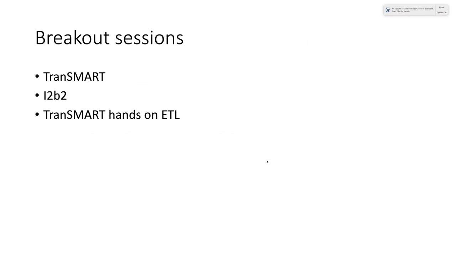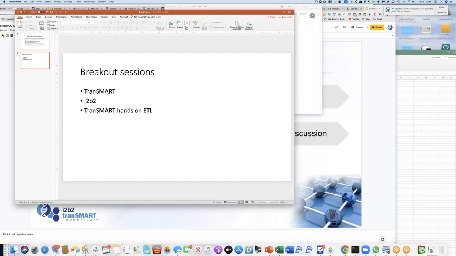On the second day, we had a couple of breakout sessions, which was pretty good. We had one on tranSMART, one on i2b2, and then Hive Gate was doing a demo of tranSMART and ETL, dealing with Jupyter notebooks and so on. I don't believe those were recorded, but they were very good discussions, and there were good talks about the various different tranSMARTs. That was basically what the Tubingen conference was, and it was a very good conference.